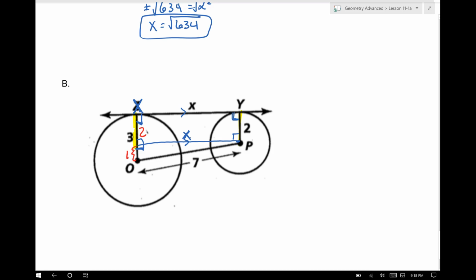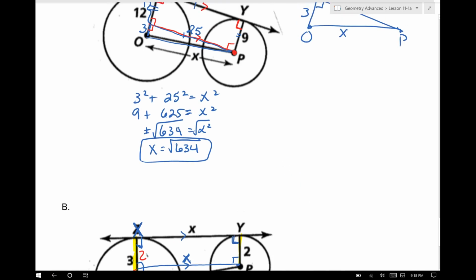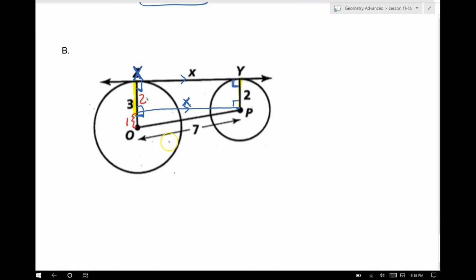So again, can I solve using the right triangle with this, correct? We're going to go, again, leg squared plus leg squared equals hypotenuse squared. So I get 1 plus x squared is equal to 49. Subtract 1. X squared is equal to 48. Take the square root of that. Guys, what's x going to be? Should be 4 root 3.